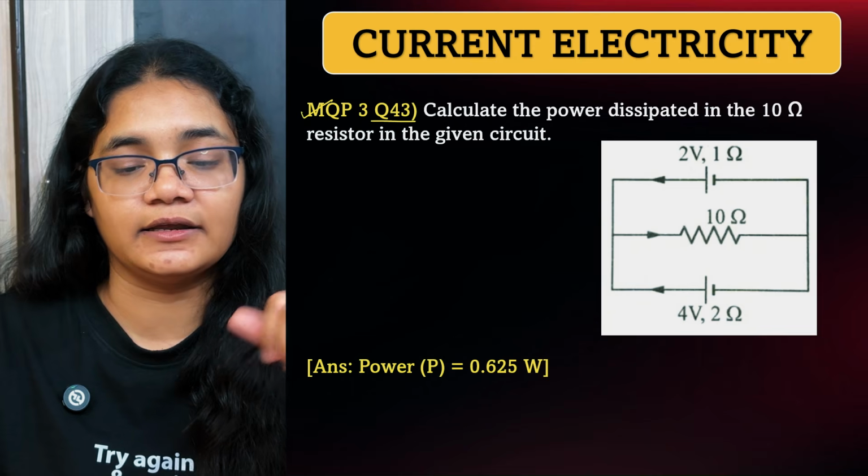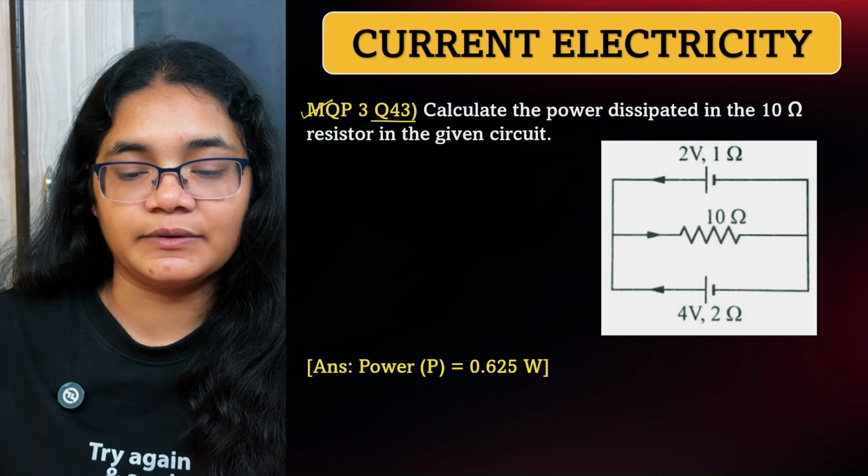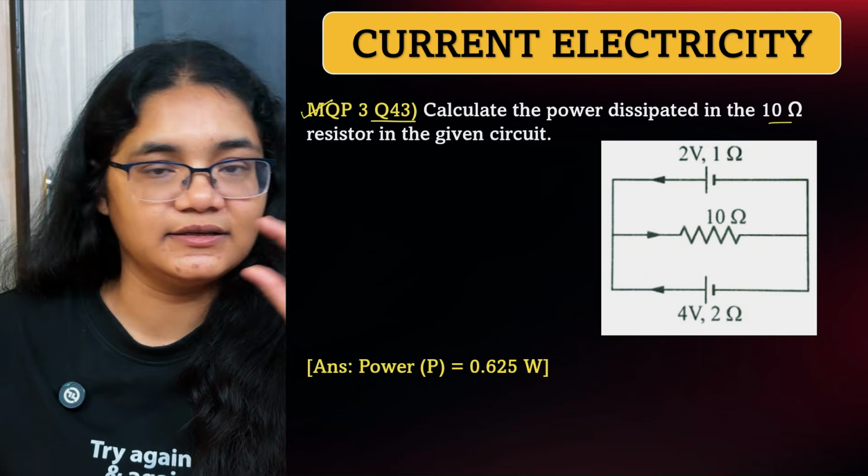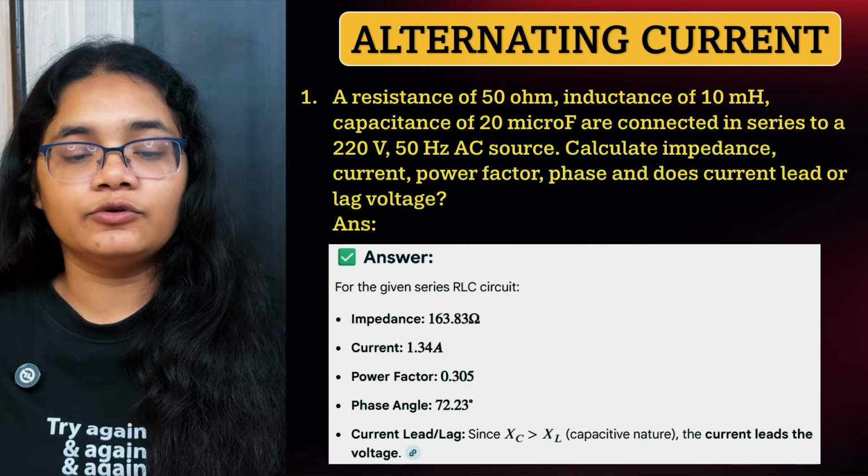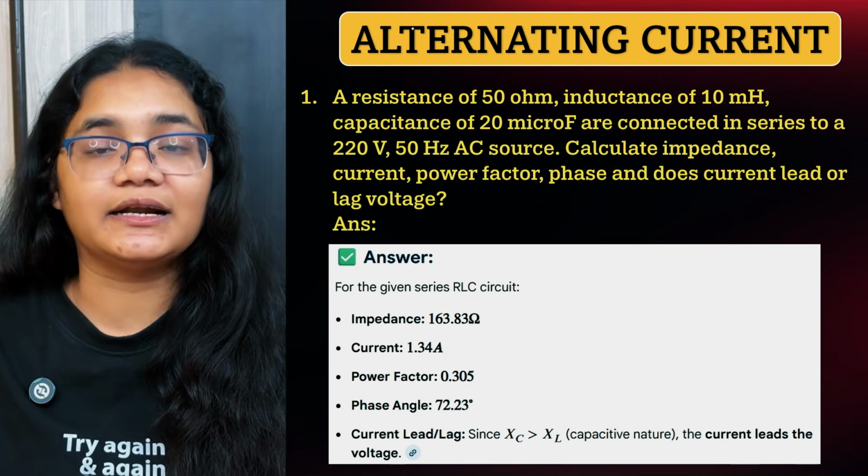Now here this is a diagram. You have to calculate the power dissipated in the 10 ohm resistor that is at the center. Next, we'll move to the, I can say, next chapter, that is alternating current.